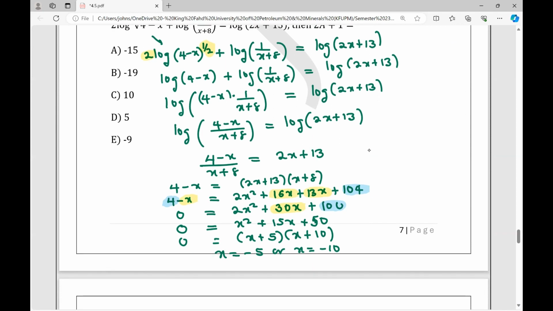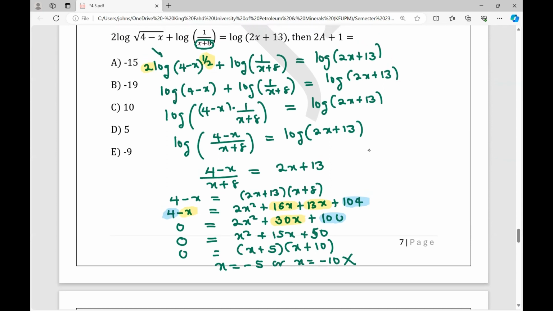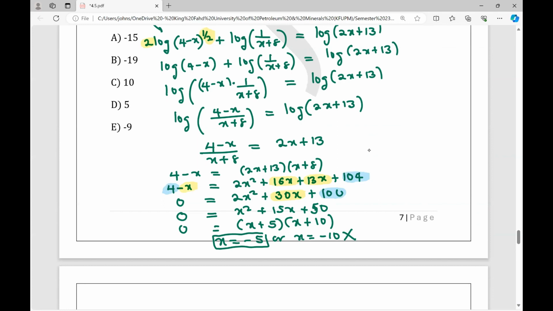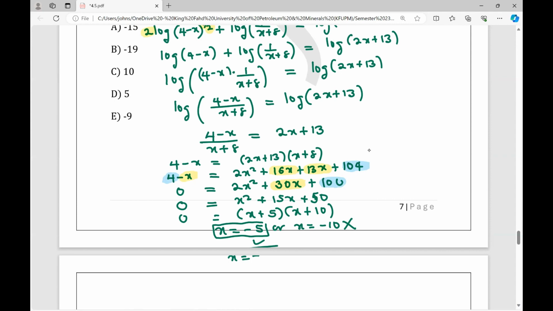Definitely we are going to reject minus 10. Why? Because if we plug minus 10 here, you have minus 10 plus 2, which is minus 8. So you have 1 over minus 8, and we cannot take the log of a negative number, right? So I think minus 5 will work everywhere. It's going to be positive. If you substitute minus 5 here, 4 minus minus 5 will give you 9. Here will give you 1 over 3, and here will also be positive. So this is the correct one. x equals minus 5 is the only solution.